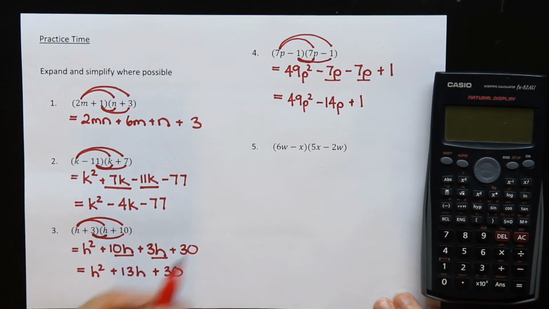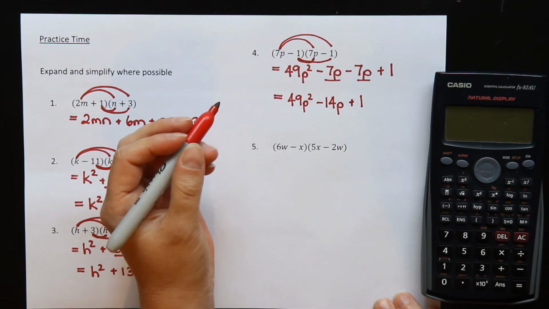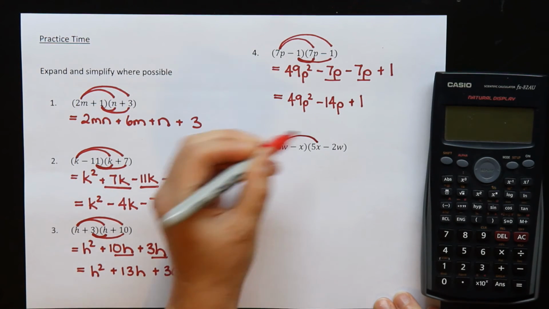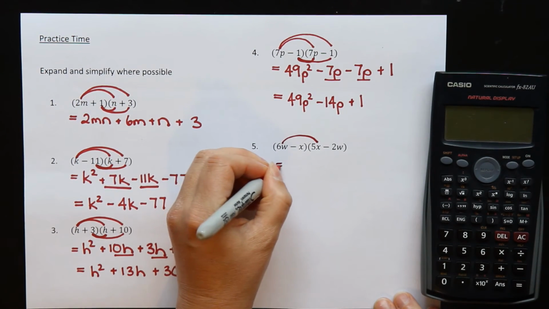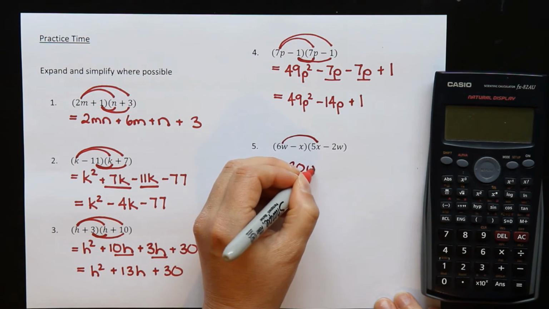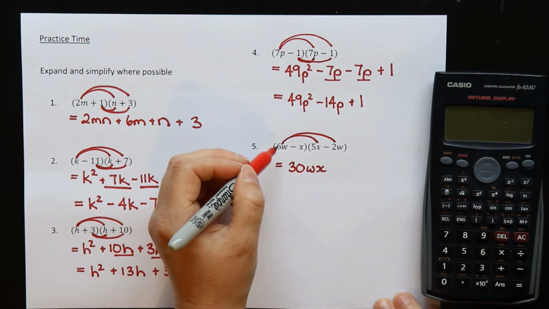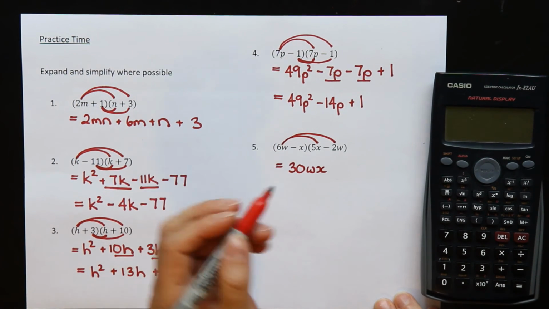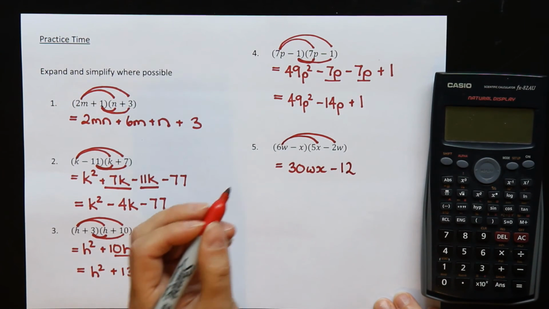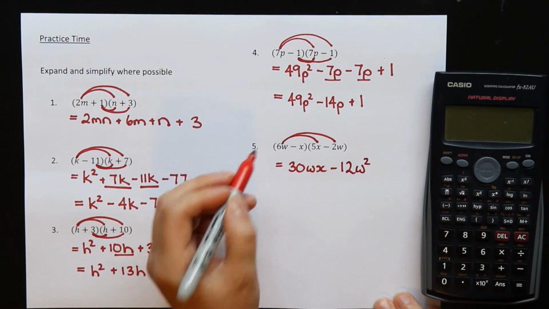Last one. We have lots of different letters in this one. We have w's and x's in both brackets. Let's expand this out. 6w times 5x. 6 times 5 is 30. And we have a w and an x after that. Then we do outside. 6w times minus 2w. 6 times 2 is 12, so negative 12. And this time we have w squared.